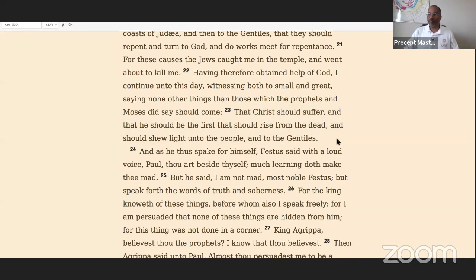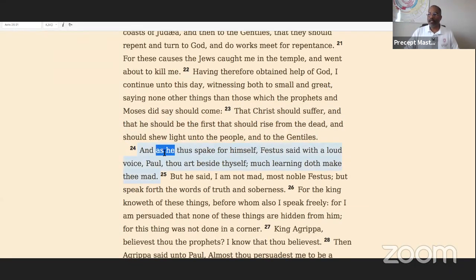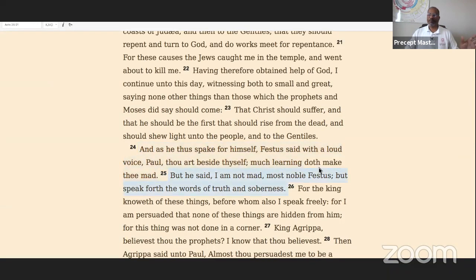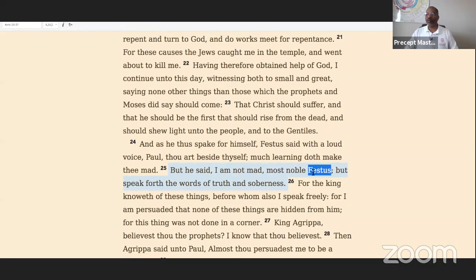And then watch this. "And as he thus spake for himself, Festus said with a loud voice, 'Paul, thou art beside thyself; much learning doth make thee mad.'" So Festus is telling Paul, you're crazy. But watch, it gets better. And he said unto him, "I am not mad, most noble Festus, but speak forth the words of truth and soberness." Hey, Festus, I'm good. I'm not drunk, nothing. I'm telling you straight up.